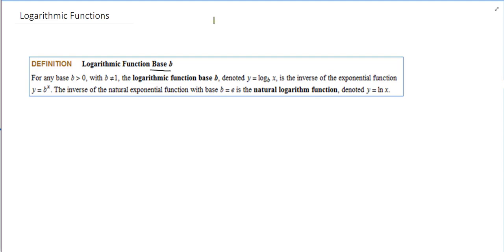And the important thing here is that the logarithm is the inverse of the exponential function y equals b to the x. In prior videos, we studied the exponential functions. Now that we've done inverses as well, the logarithmic function is the inverse of the exponential function. And if the base is e, then the inverse is the natural logarithm function, which is y equals ln x. All right, so what does this all mean?